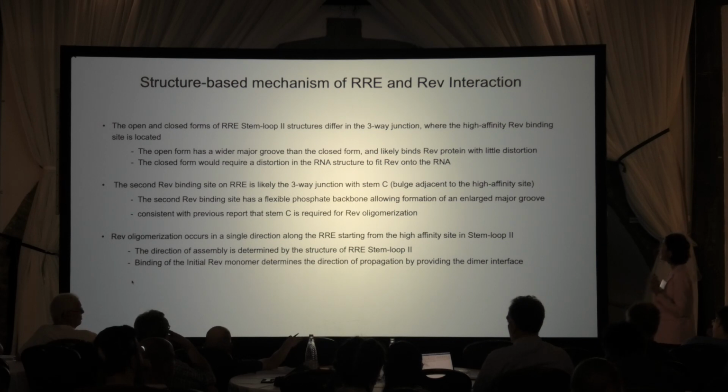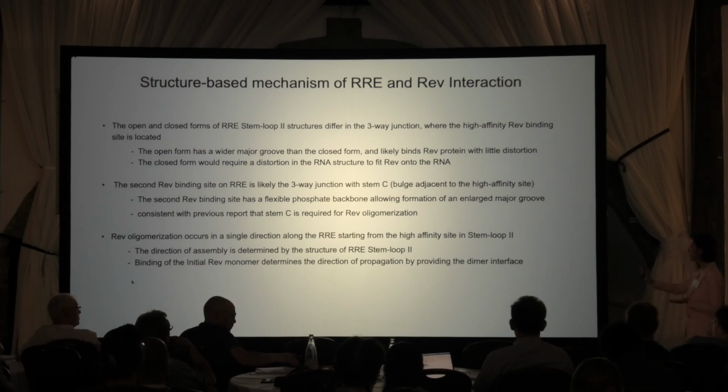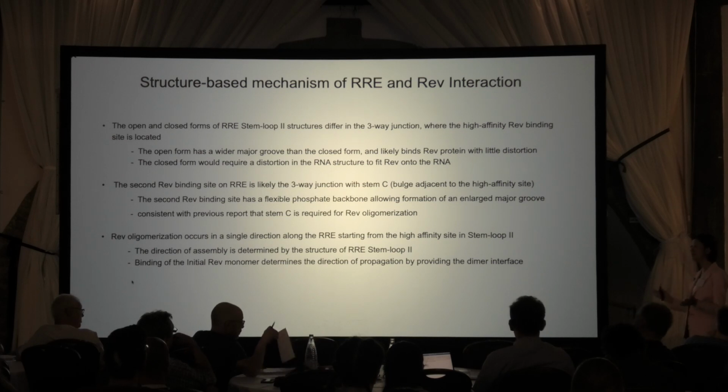And what we think is happening is that the binding of the initial web monomer determines the direction of the propagation, because it provides a hydrophobic surface to form a dimer interface.